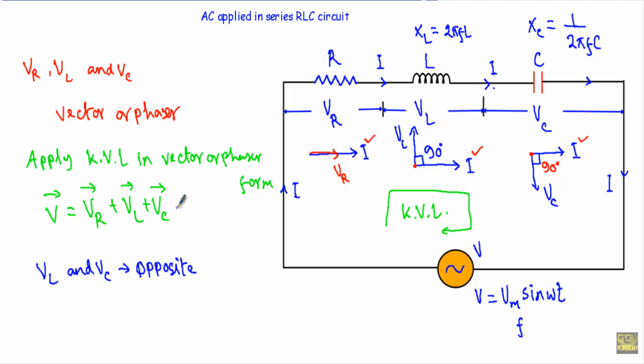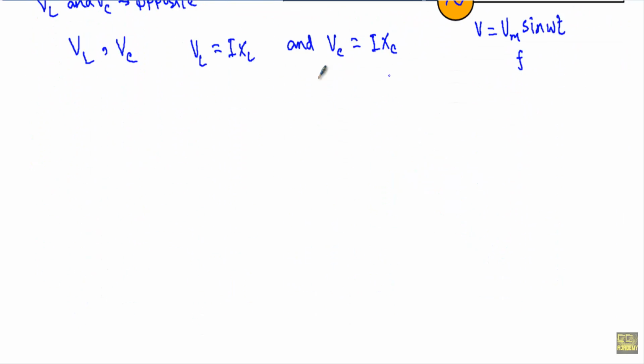So the phasor diagram of this equation V equal to VR plus VL plus VC of the circuit will be dependent on the value of VL and VC, as they are going in the opposite direction, and the value of VL is equal to IXL and the value of VC is equal to capacitive reactance IXC into RMS value of current in this circuit. Therefore you will see, if I consider the value of VL and VC as they are going in the opposite direction, there are three possible cases in this circuit.